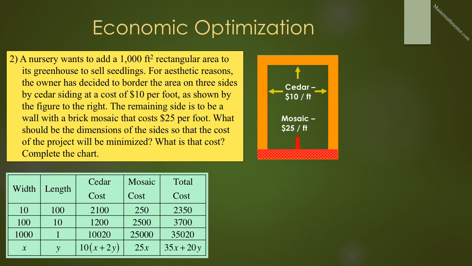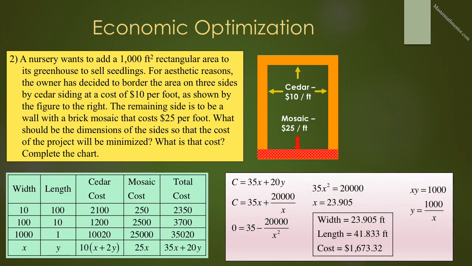Now that you have an idea how to work with the numbers, let's work with variables. Let's call the width X and the length Y. So the cedar cost will simply be 10 times the quantity X plus 2Y, while the mosaic cost will be 25X, and the total cost will be 35X plus 20Y. So our cost is 35X plus 20Y.